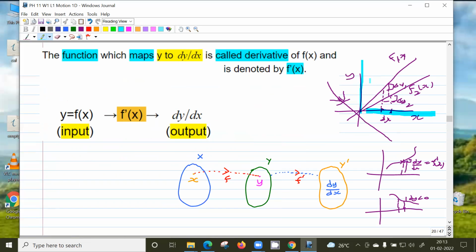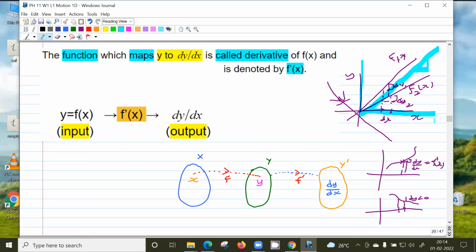Here the slope is infinite. Even without changing x, y is increasing. So at 45 degrees, the slope is 1. If we change delta x by 1, delta y will also change by 1. For F2, the slope is less than 1. For F1, the slope is greater than 1.